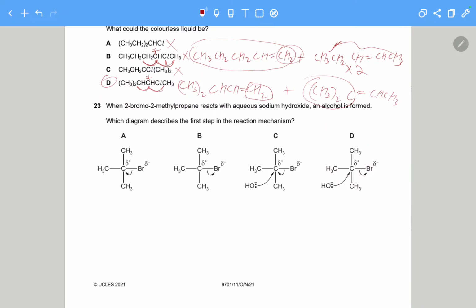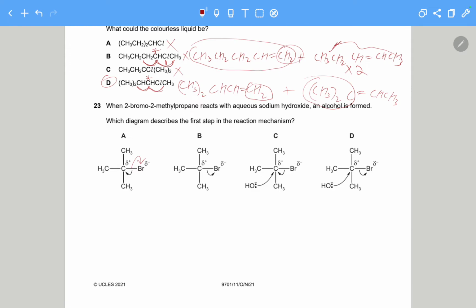When 2-bromo-2-methylpropane reacts with aqueous sodium hydroxide, an alcohol is formed. Which diagram describes the first step in the reaction mechanism? So if you look at the first one, electrons go towards the delta negative center, and therefore this should be the preferred direction of electrons.